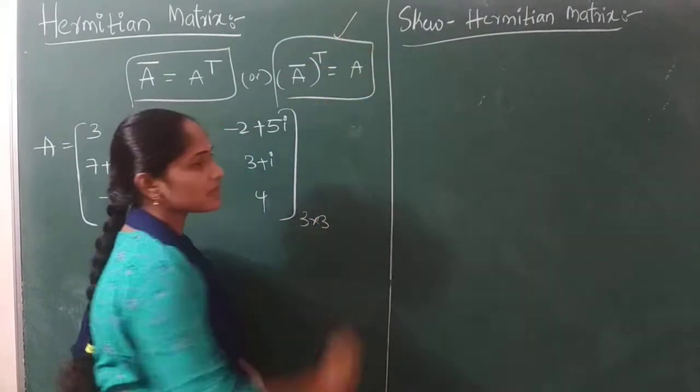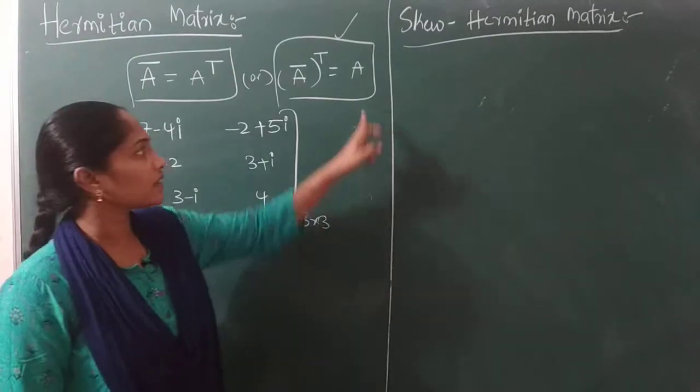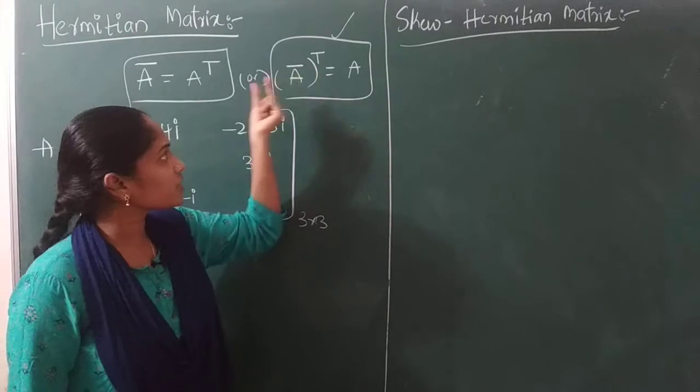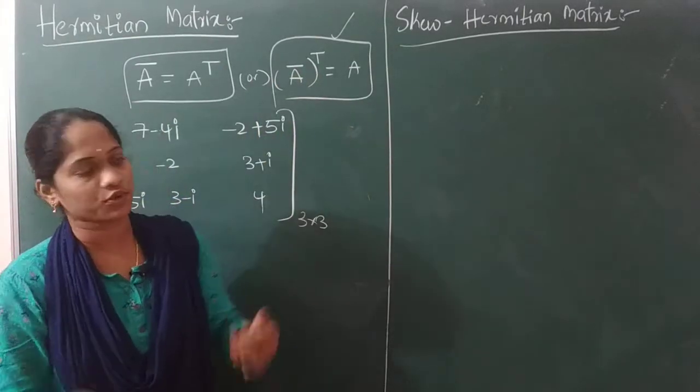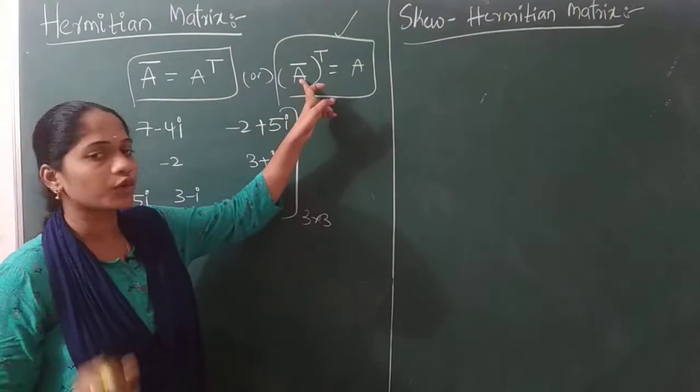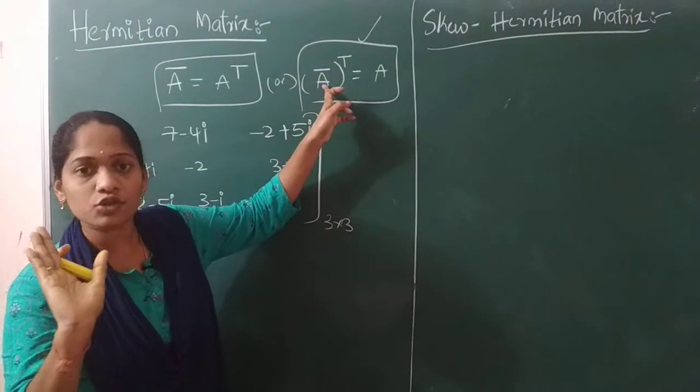This is the easiest way to check whether the matrix A is Hermitian or not. If the matrix A is given, you just have to check the conjugate and transpose it. So now this is your matrix A. What you have to do now is check its conjugate.